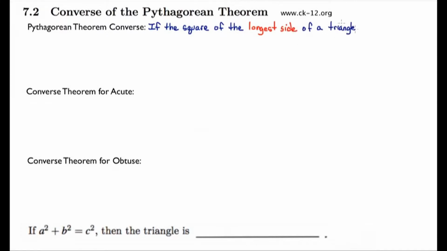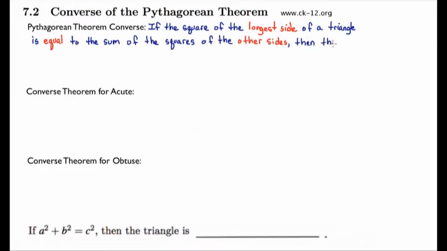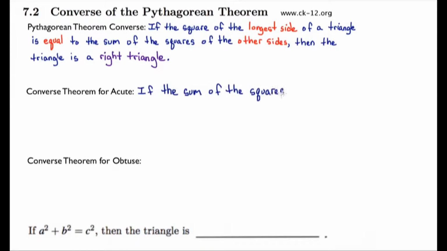This time we're testing to see if given lengths of a triangle are right, or if the triangle is acute or obtuse. So the Pythagorean theorem converse states, if the square of the longest side of a triangle is equal to the sum of the squares of the other sides, then the triangle is a right triangle. Okay, so that should make sense. That's just stating the converse of what we already know. But now, what about for acute triangles?